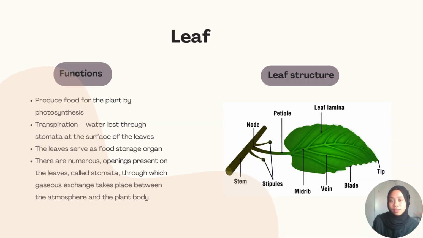Moving on to the leaf, which is the main site for photosynthesis. This is where the plant produces food using sunlight. Leaf also helps in gas exchange and water regulation. In terms of structure, a typical leaf has a blade or lamina, a petiole which connects the leaf to the stem, and sometimes stipules at the base. The shape and size of leaf can vary a lot depending on plant species.